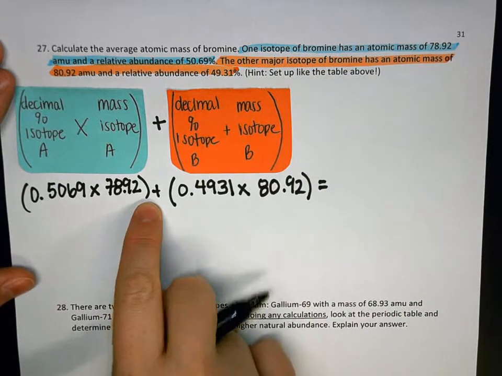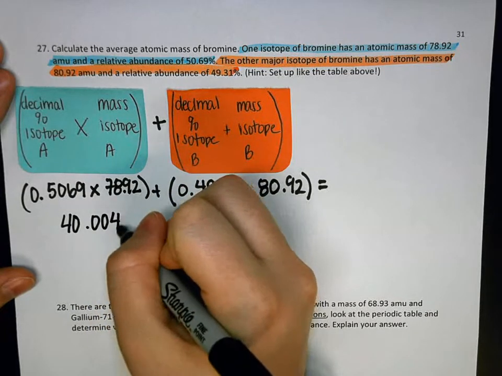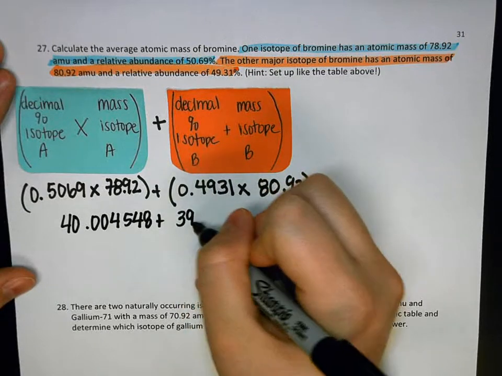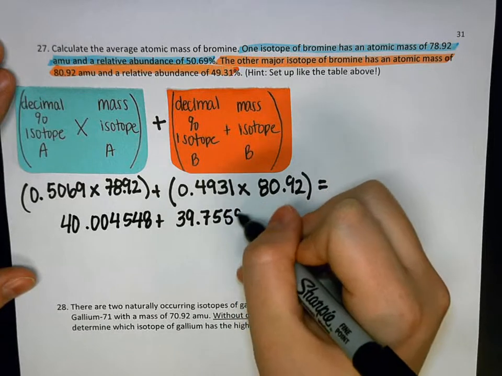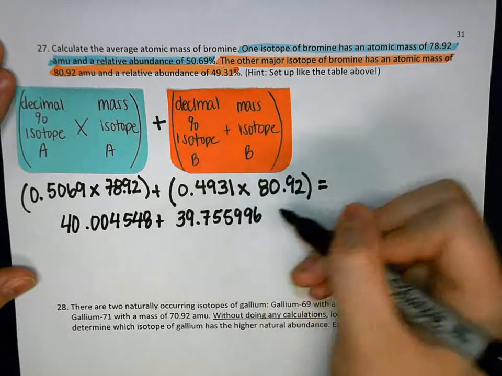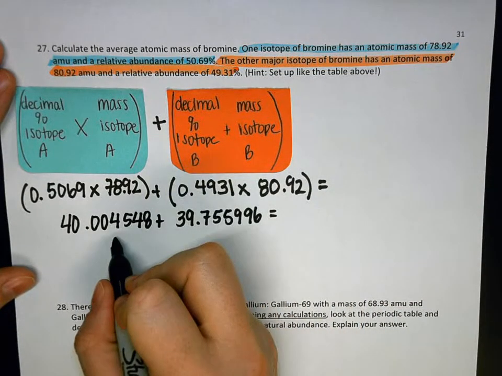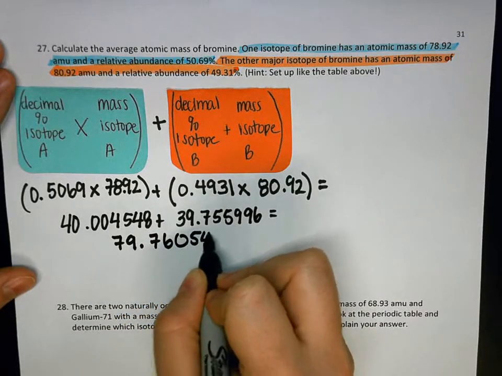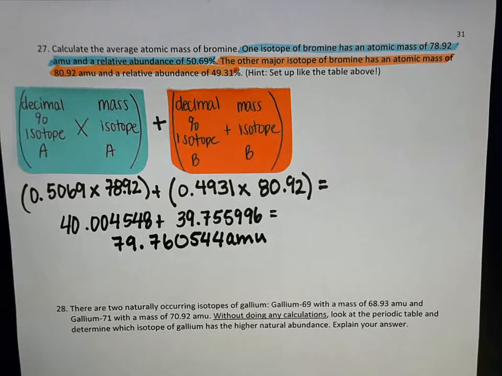So plug this into your calculator, you're going to get 2 numbers. So I get 40.004548. And I'm writing out all of these decimals because we're going to have to round this to the correct number of sig figs, and we haven't figured out how many that is yet. So we're just going to write out the whole thing. So my rough algebra, once I add these together, I get 79.760544 AMU.